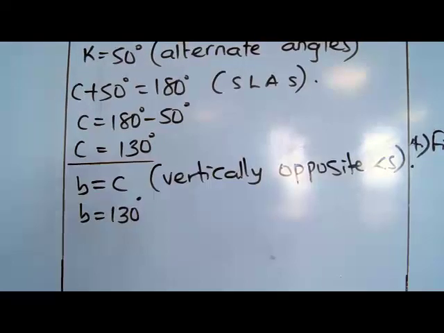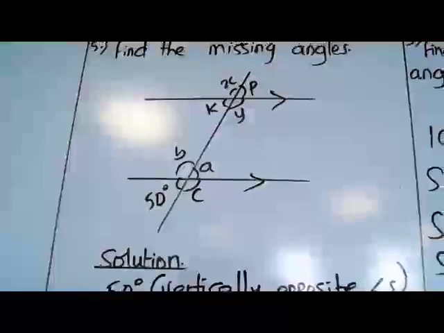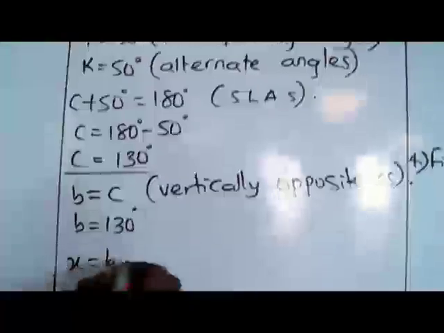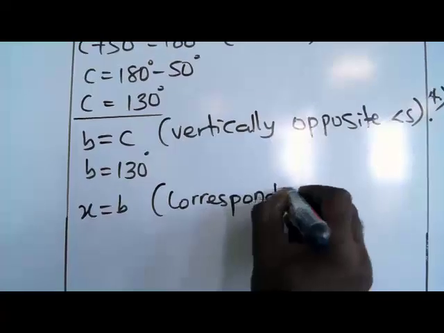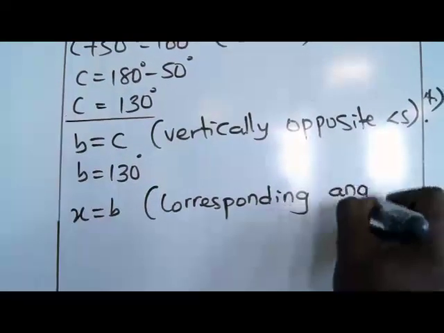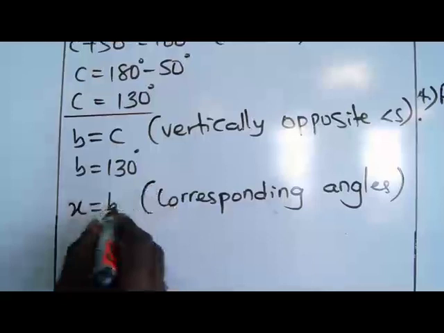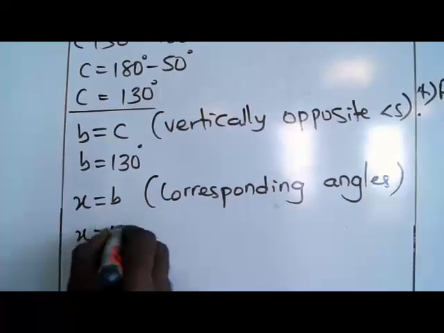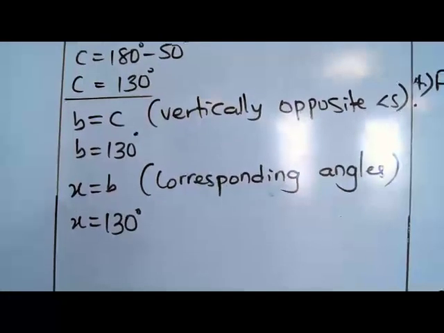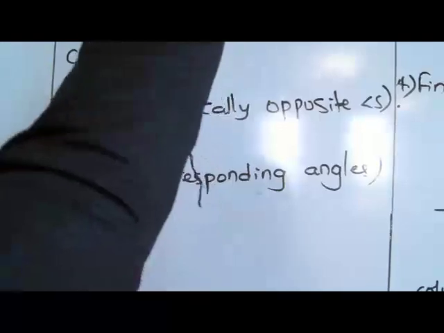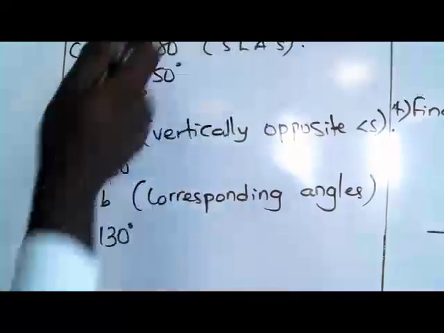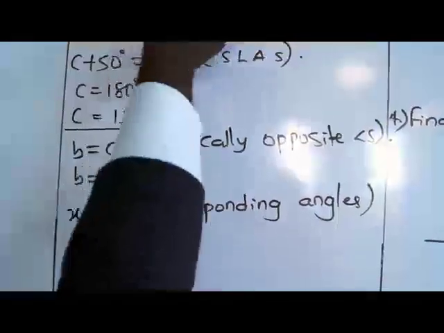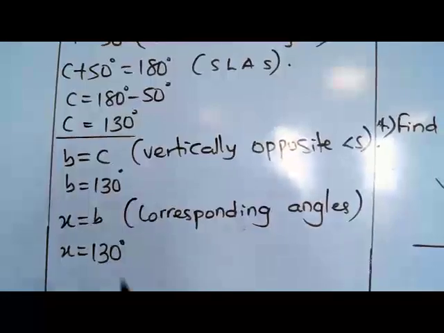So if B is equal to 130 degrees, B and X are corresponding as well. So I can say that X is equal to B. How did I get that? By using corresponding properties. So they are corresponding angles. And if that is true, B is 130, so X is also equal to 130 degrees. So what do we have left? Right, we have gotten our X, we've gotten our K. Do we have anything left? We have our Y, right? We saw Y previously.